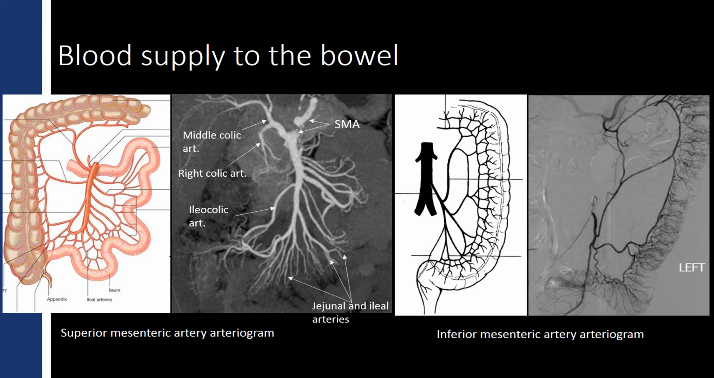We also see the superior mesenteric artery supplies the entire small bowel. And so it will supply arteries to the jejunum and the ileum.